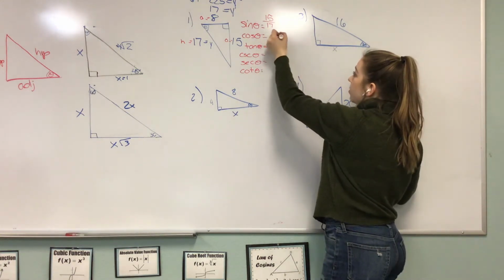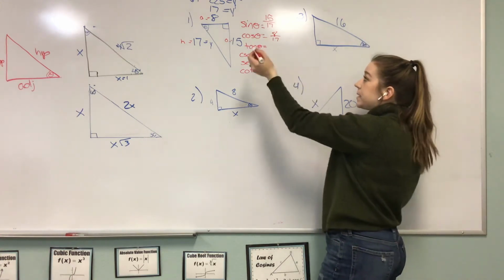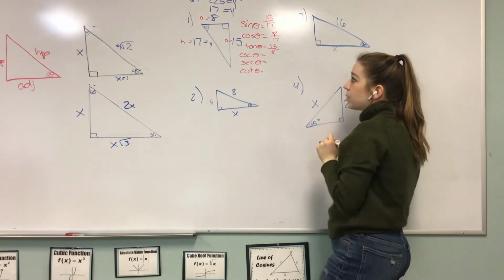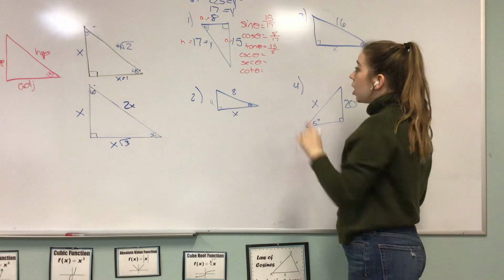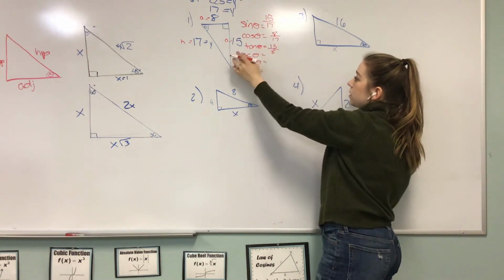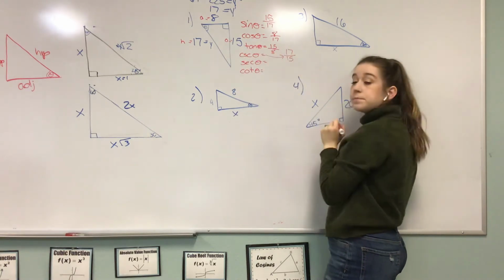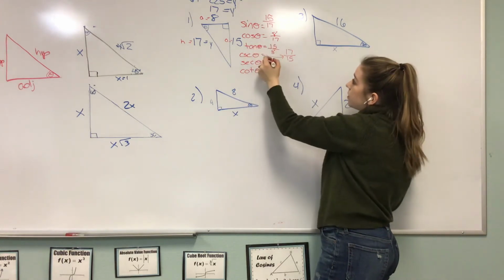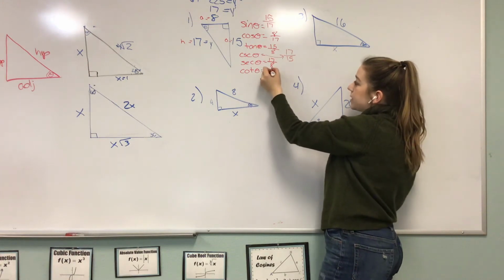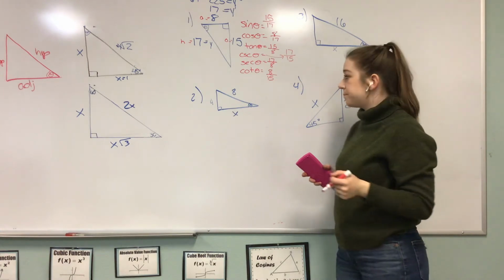Cosine is 8 over 17. That's adjacent over hypotenuse. Tangent is opposite over adjacent. That is 15 over 8. Once again, keep it in a fraction. Cosecant is the reciprocal of sine, so if I have enough room, 17 over 15. Secant is the reciprocal of cosine, which is 17 over 8. And cotangent is 8 over 15. Not too shabby, right?